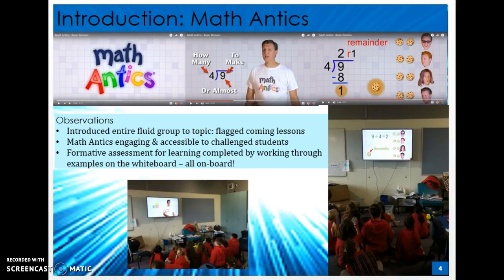I started with an introductory session to the entire fluid group, and I used Math Antics. I'd recommend anybody interested in primary school maths look at this website. It's fantastic. Very engaging for the children, as you can see from the couple of photos there, and very accessible even to those most challenged. By way of a check, I did a little bit of assessment for learning by running through a couple of examples on the whiteboard post seeing the video. I was very happy based on the interactions that the kids were well on board.